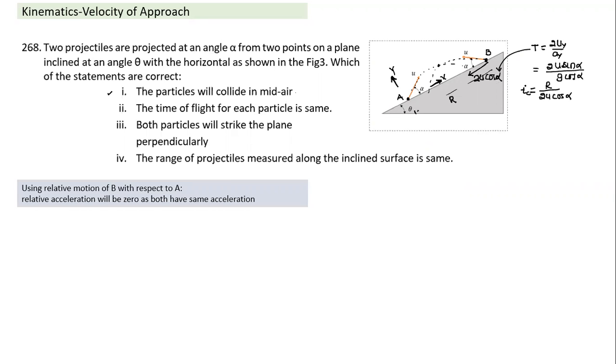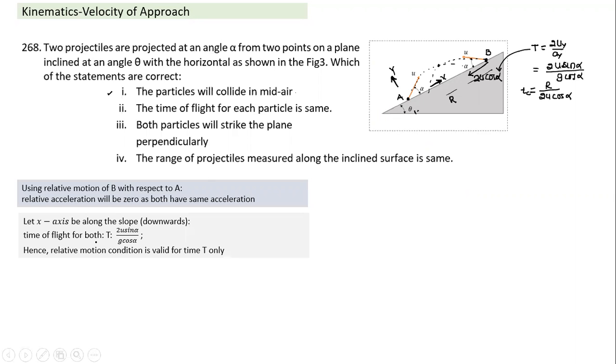So time of flight has to be greater than time of collision, or the range has to be short enough. If they are too far, they will not collide. Their ranges should overlap. So that's the condition. Let the axis be along the slope. Time of flight, both of them will have equal. Both of them have equal uy, and both will have equal g acceleration in y direction. Both will have same time of flight. They collide in mid-air unless they are too far.